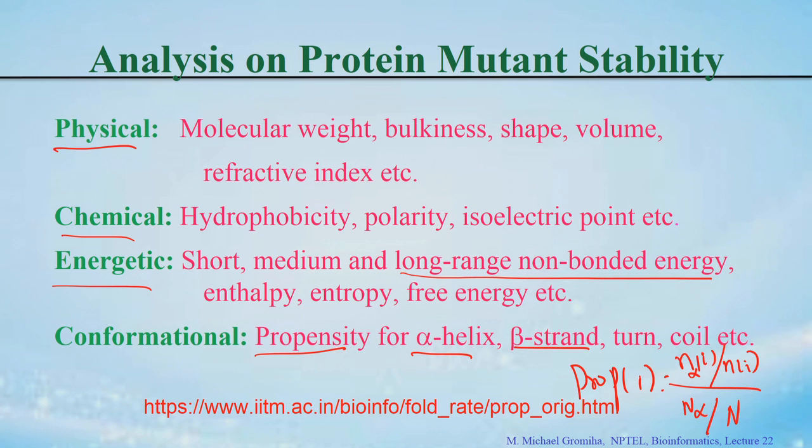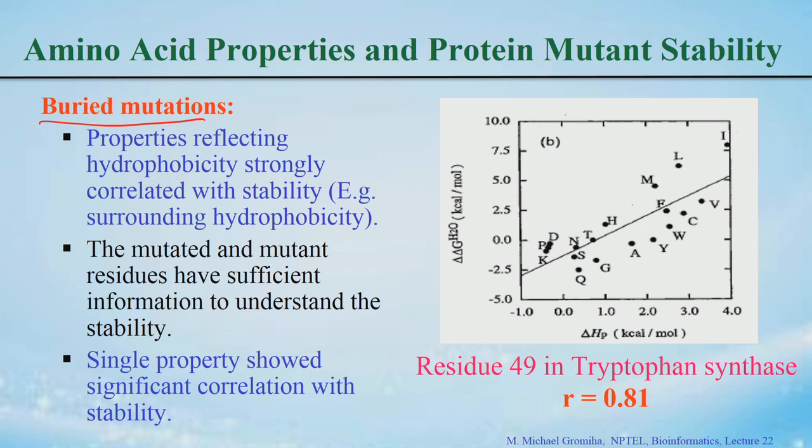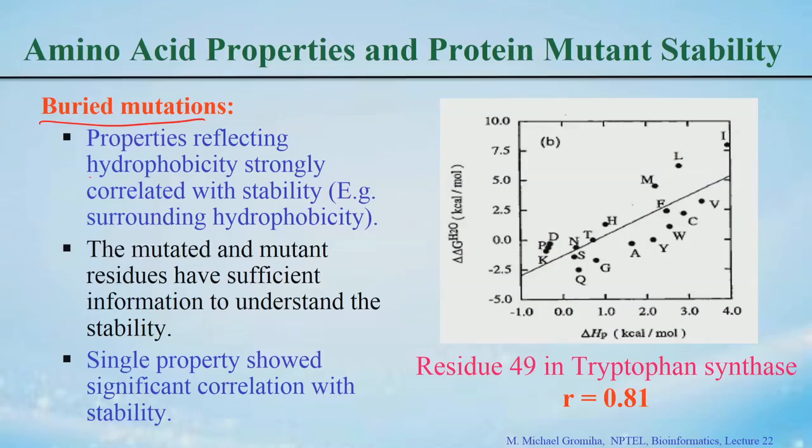Here I showed the 49 properties and all the data you can get on our website. Original values for all the different properties. If you relate these 49 properties with the stability, some properties have good correlation. For example, when the mutation is in the buried region, mainly the properties reflecting hydrophobicity have good correlation with the stability. So, here I show one example, x axis is difference in hydrophobicity and y axis is the free energy change, and you can see there is good correlation between hydrophobicity and stability.